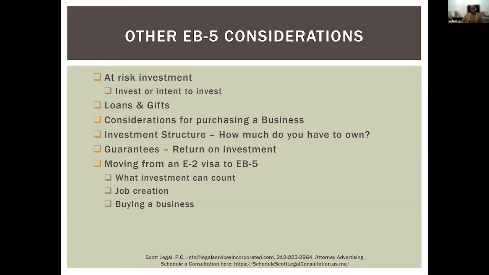In terms of loans and gifts, you can get a gift. The $500,000 or $1 million can come from a gift from your parents. If it does come from a gift from parents or relatives, there's no restriction. It can be a gift from anybody. You want to make sure that the person has paid gift taxes in their country, if there are gift taxes. And also, if it comes from a gift, then you have to show where that person got the money from. The source of funds analysis switches to that person.